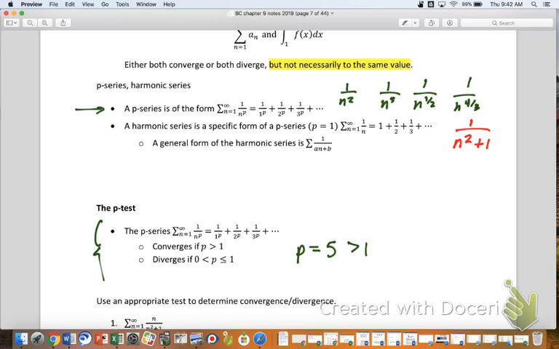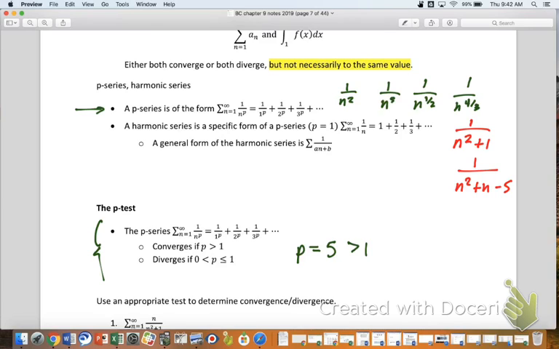Another example, and I'm sure you'll get this one: what if you have 1 over n squared plus n minus 5? Somebody might look at that and say, look, p is 2, so by the p-series test... No, it's not a p-series. It has to be 1 over n to some number, and that's it. That's what makes it a p-series.